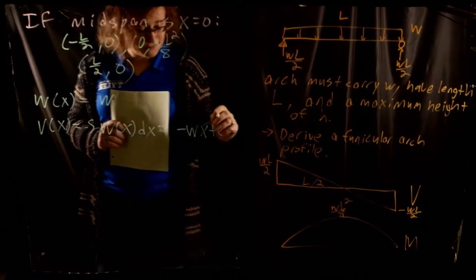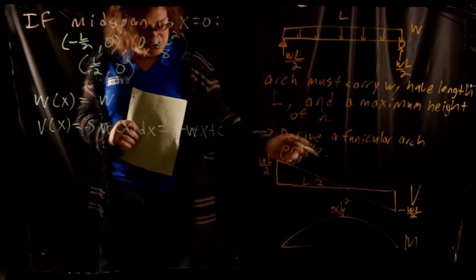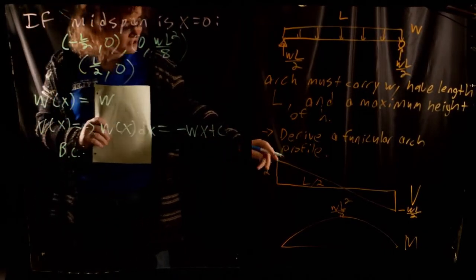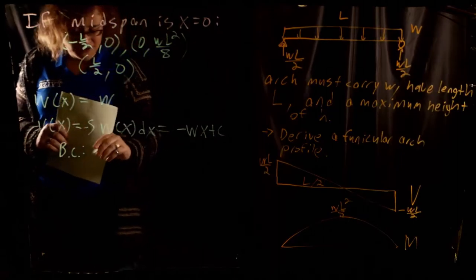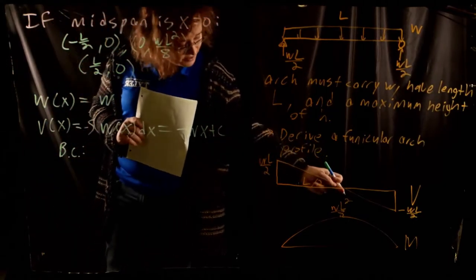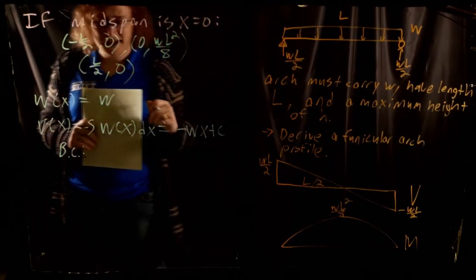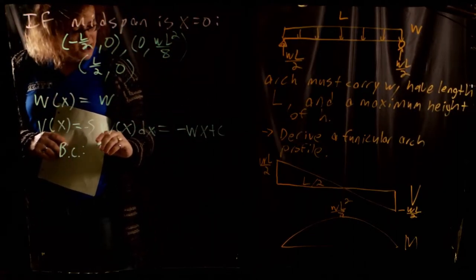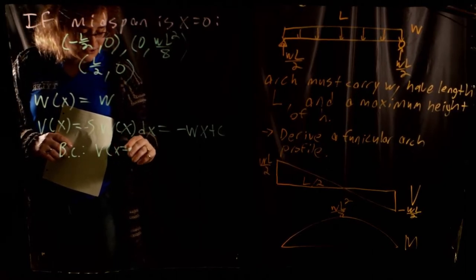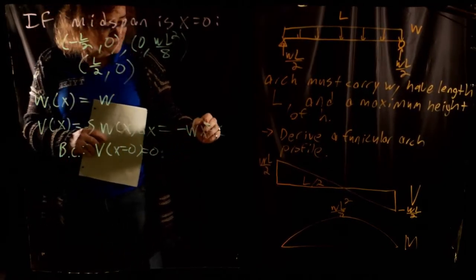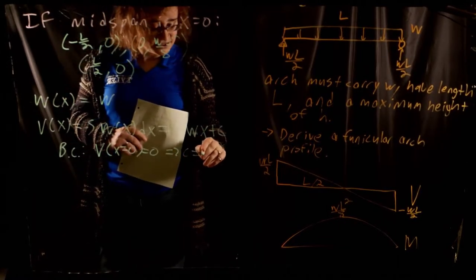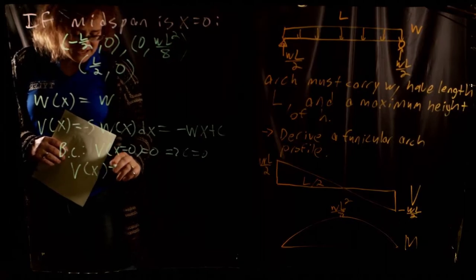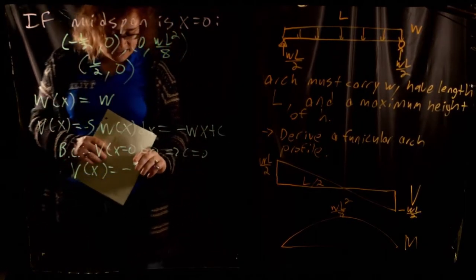plus C, of course. And if we want a boundary condition for this, we can say that shear at x equals 0 is equal to 0. Again, I'm using this point here, my midspan, as my zero point on my x-axis. So I know that V at x equals 0 is 0. So that means that this C is equal to 0 here. So I know then that my shear as a function of x is simply negative wx.